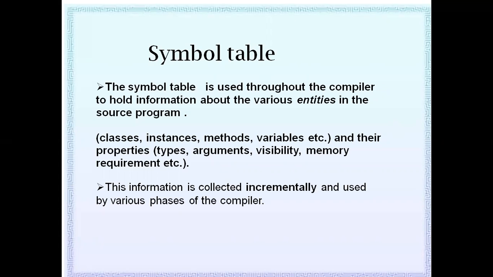And here we hold the information about the various entities, and those entities may be a class, instance, method or variable. After defining the entity, you need to define the properties of that particular entity in the form of types, arguments, visibility, memory requirements, etc. And the information is collected incrementally, because from phase 1 to phase 6 we are improving the process of compilation, right? So the information is collected incrementally, and this information is used by the various phases of the compilers.